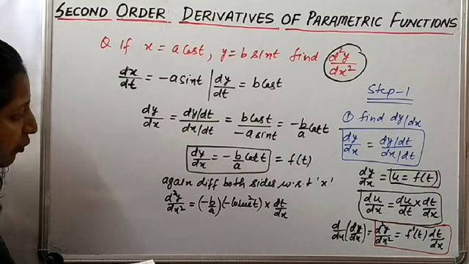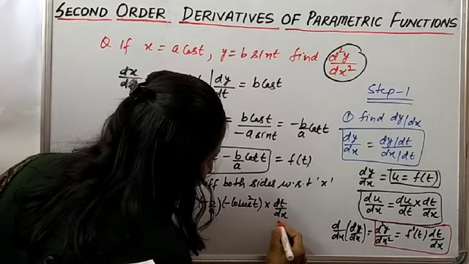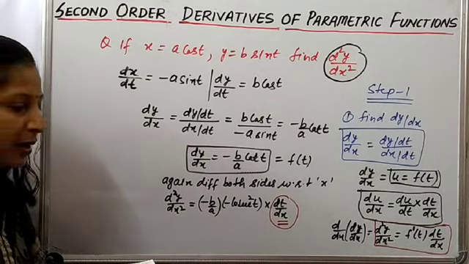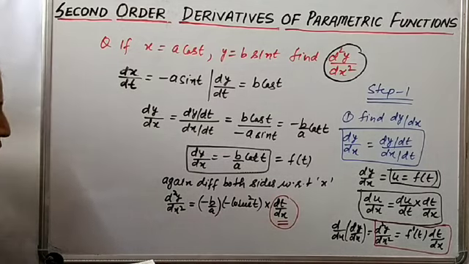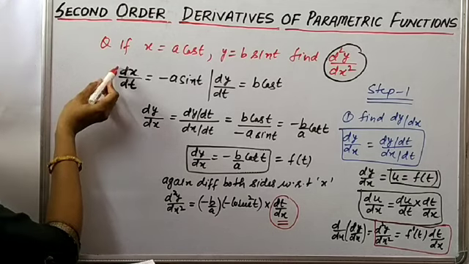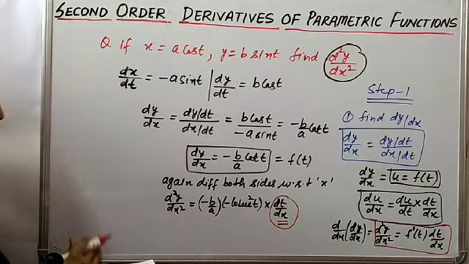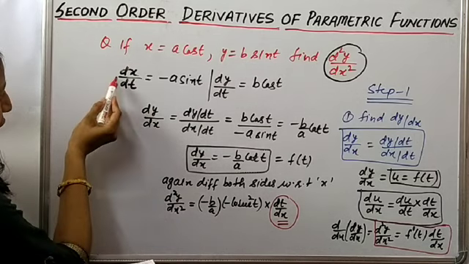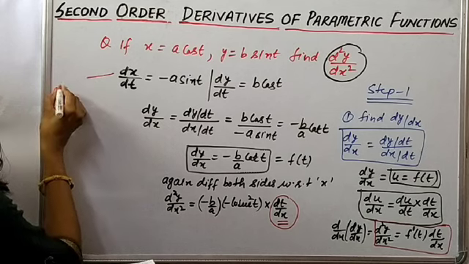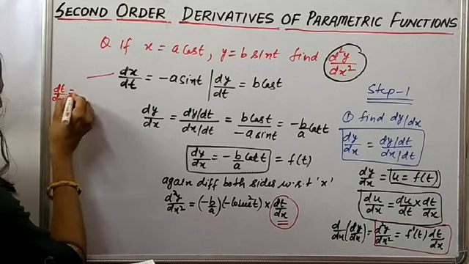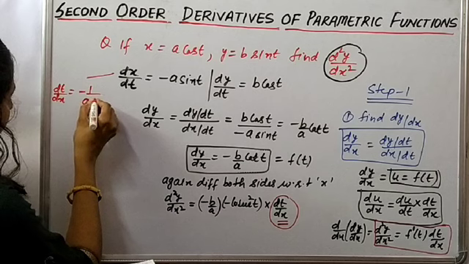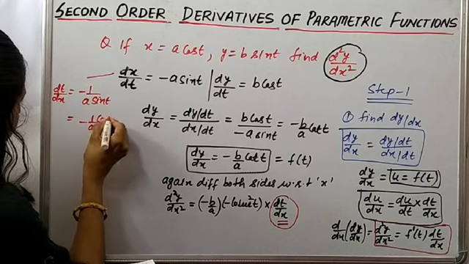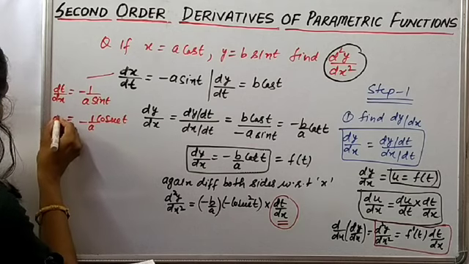Now the question is, how will we find the value of dt by dx from here? From where will the value of dt by dx come? So let us see. Yes, from dx by dt we will find the value of dt by dx, just its reciprocal will be the value of dt by dx. So from here dt by dx is equal to minus 1 upon a sin t, that is equal to minus 1 upon a cosecant t, right?